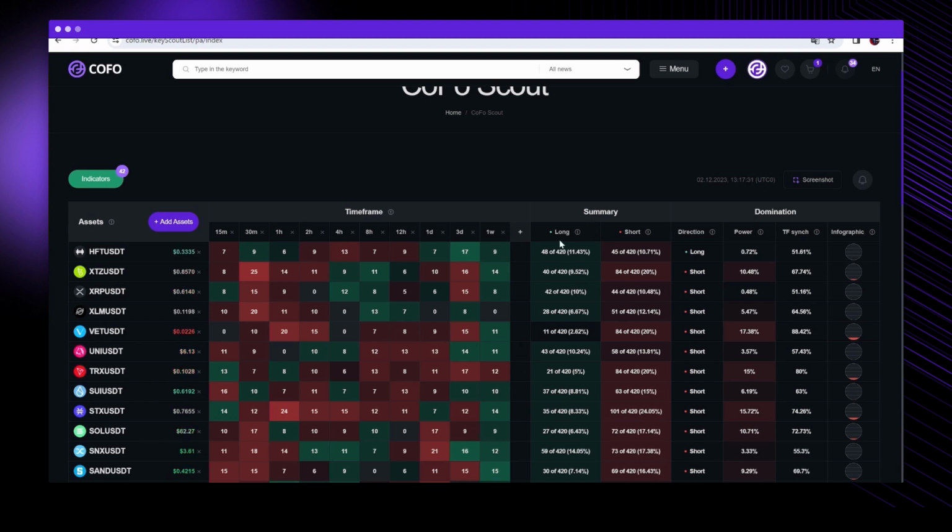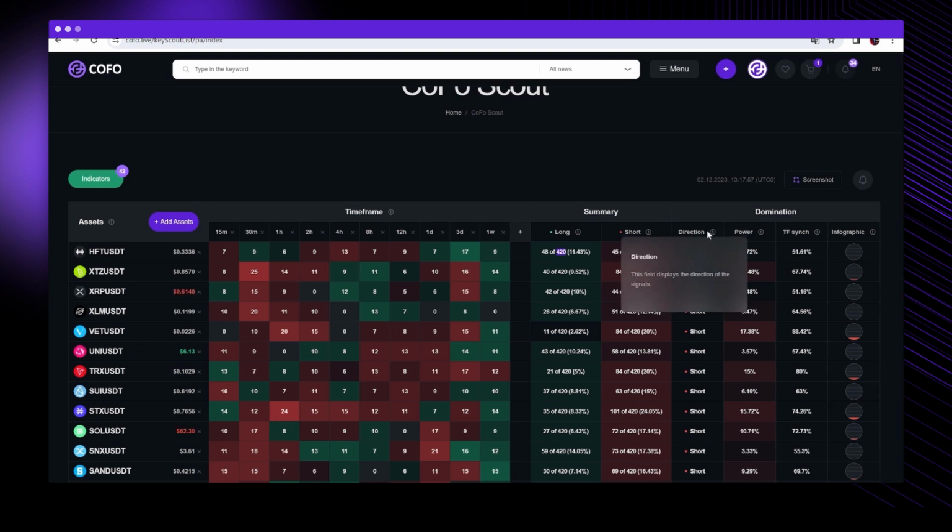Within this long or short tab, we have the ability to see the overall number of signals that have been collected in the long or short term for a particular position. With a complete schedule ranging from 15 minutes to 1 week, we observe a total of 48 long signals out of 420 in your possession, and a total of 45 signals in the short direction from 420.